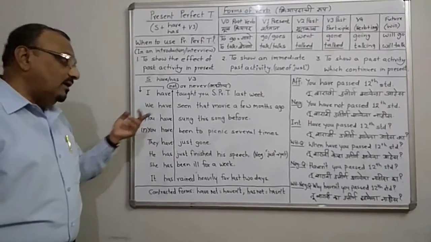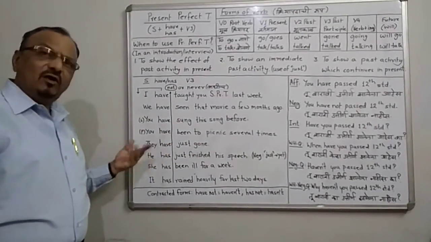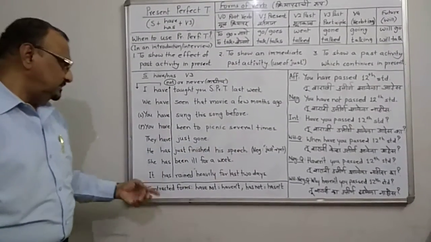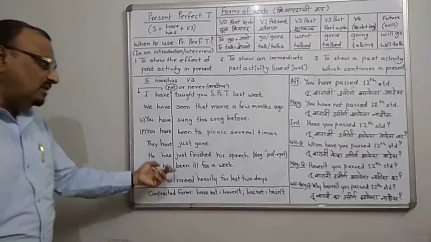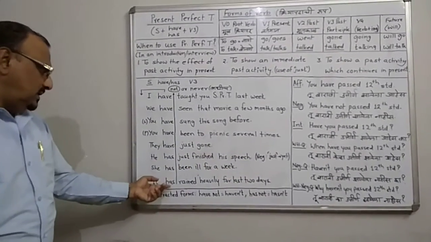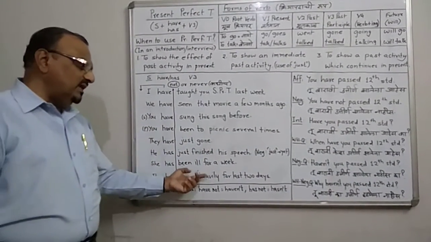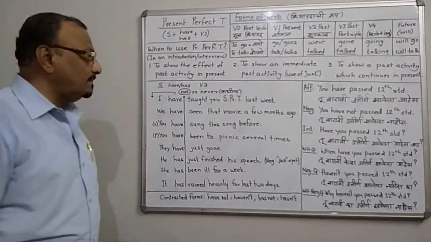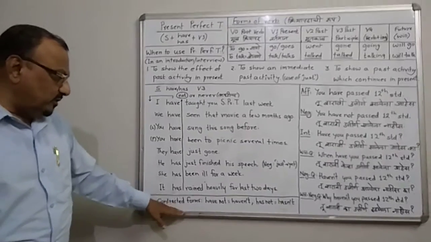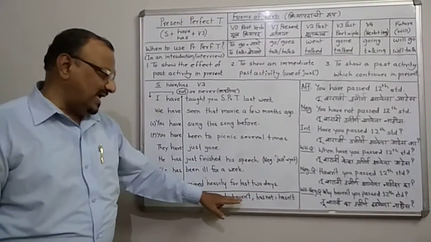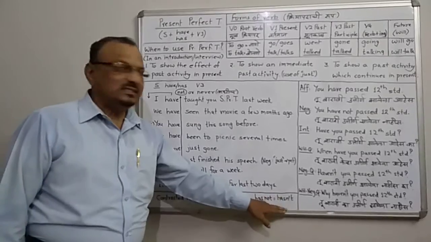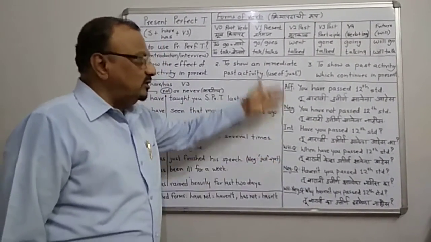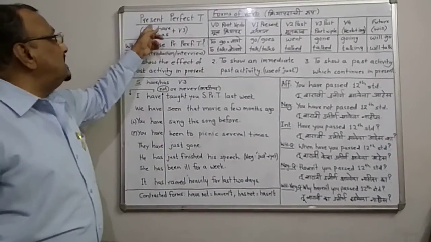Have they gone? You should not say just. Have they gone? Has he finished his speech? Has she been ill for a week? Has it rained heavily for last 2 days? So these are the interrogative sentences, means questions. Now there are some contracted forms of have not and has not. Have not means haven't and has not means hasn't. Now we will see the 1, 2, 3, 4, 5, 6 forms of this sentence in present perfect tense.